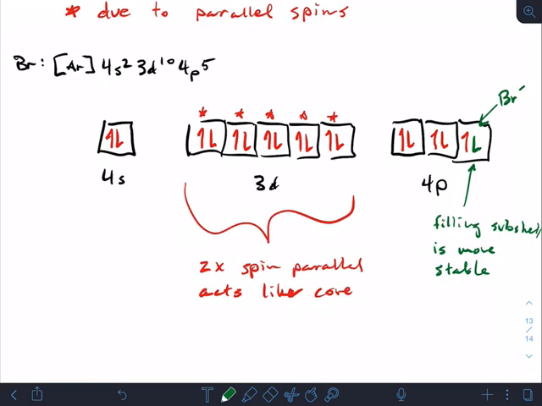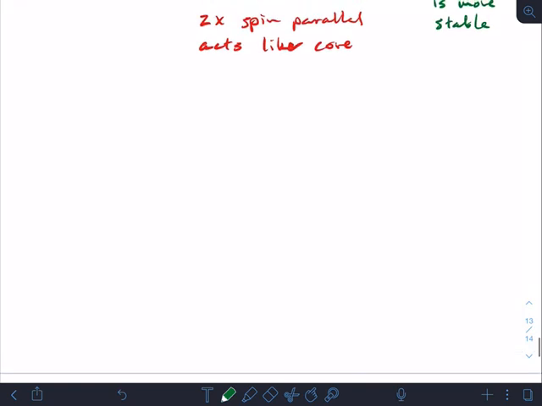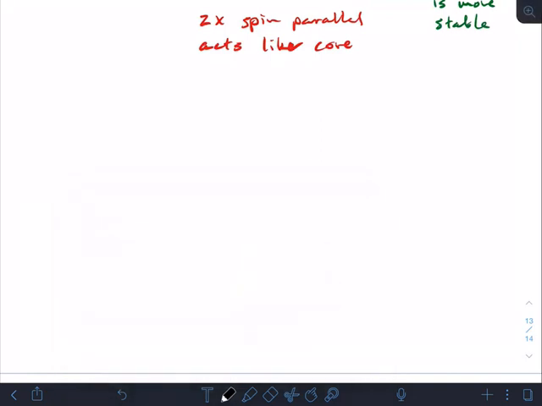Noble gases are the way they are. They don't react with other things because they are super stable. They have that full p shell. That completely full p shell makes noble gases very stable. Let's look at another example.